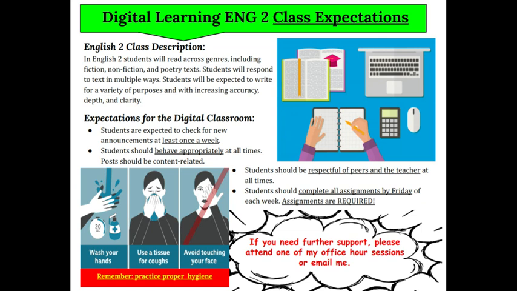So the digital learning for English 2, these are the class expectations. We're going to be reading, as we have been all year. We're going to be reading several genres: fiction, nonfiction, poetry texts, just as we have been doing, and doing analysis of those.